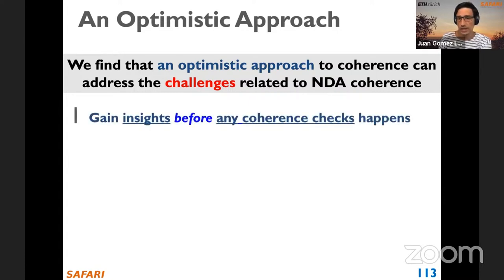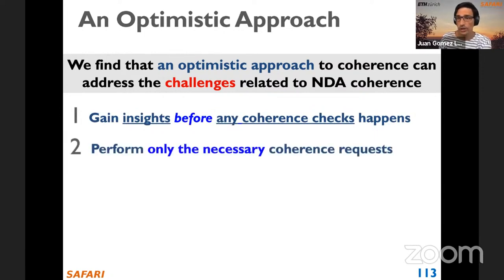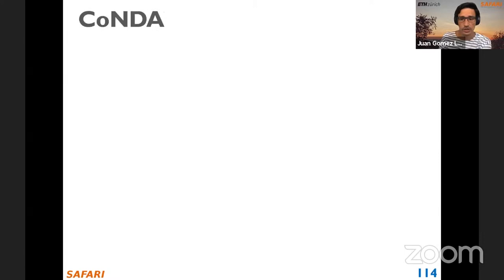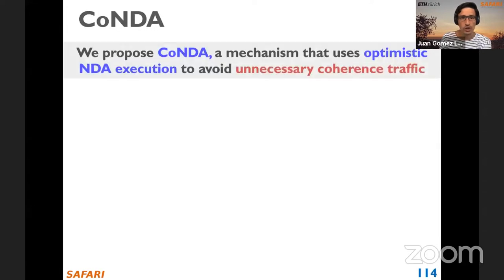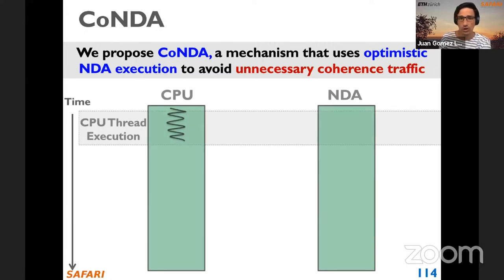First of all, gain insights before any coherence check happens. Second, perform only the necessary coherence requests. By exploiting these two key ideas, we can propose CONDA, a mechanism that uses optimistic NDA execution to avoid unnecessary coherent traffic.